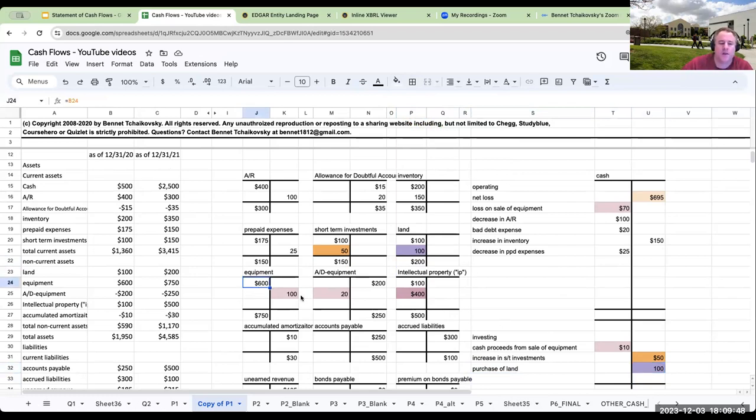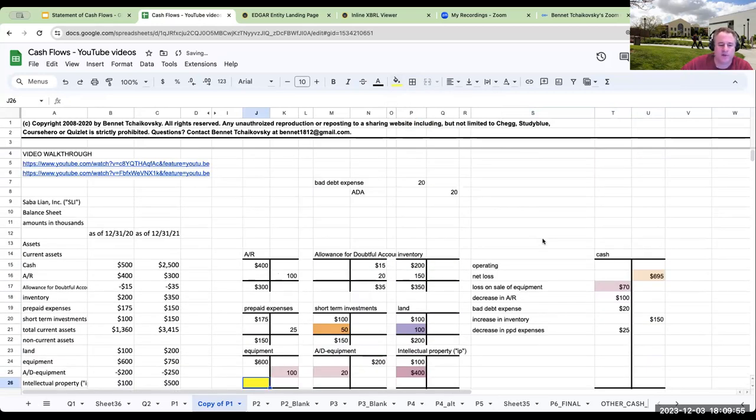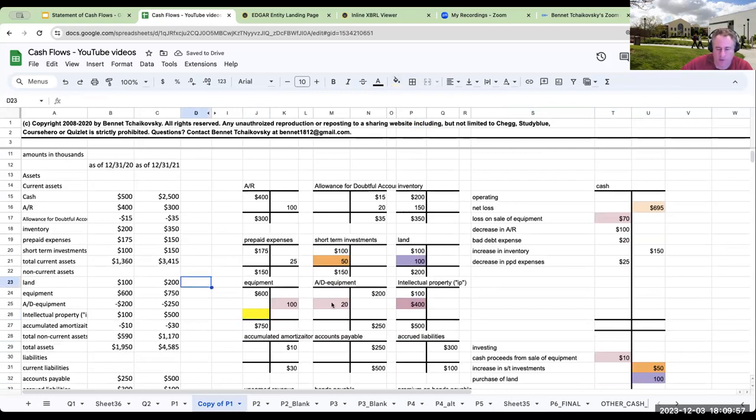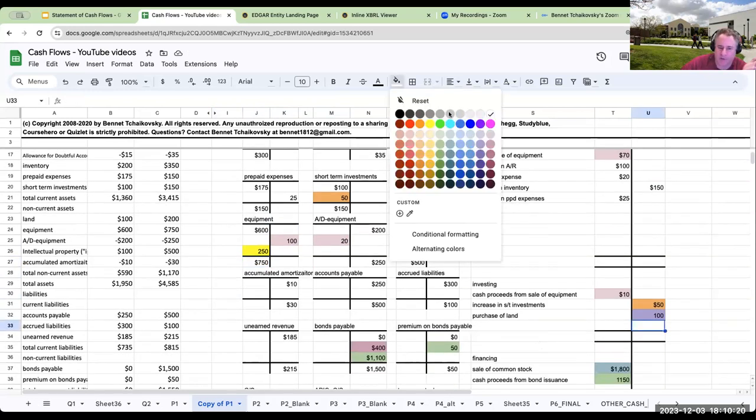Now, let's take a look at equipment. If you're taking my class, this is where we're getting into big points. Why is it big points? Because you had to have gone through and recorded the sale of the equipment into the T account, and now you have to go through and balance. So 600 minus 100 is 500. To get from 500 to 750, I need a debit of 250. I'm going to do the opposite to cash right over here.